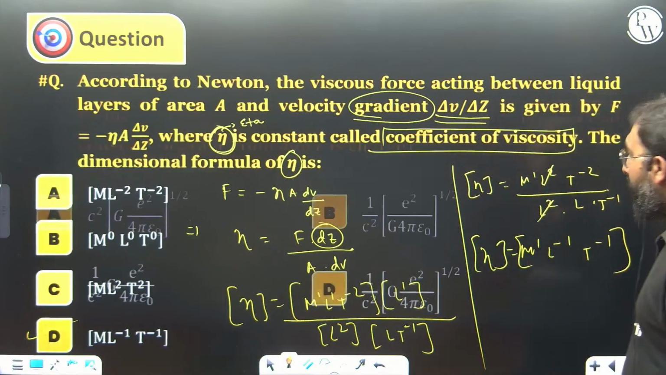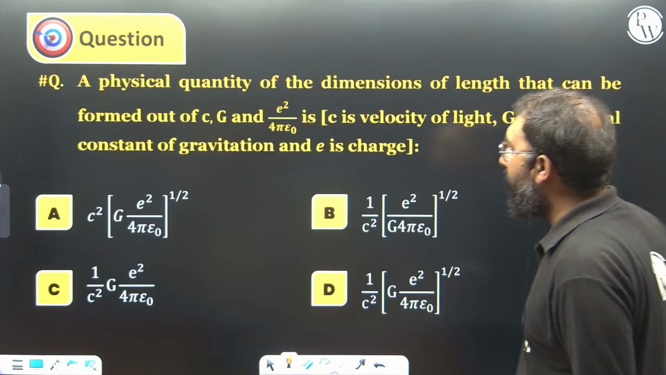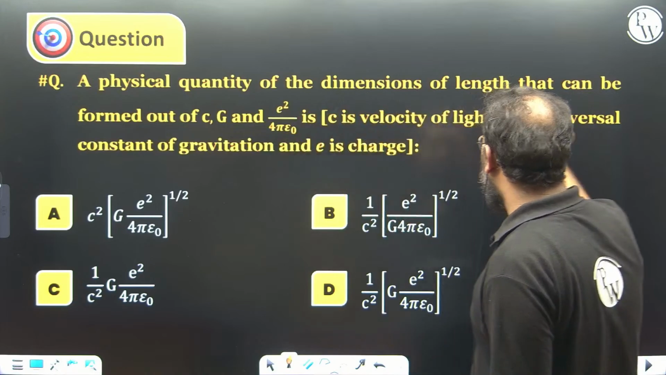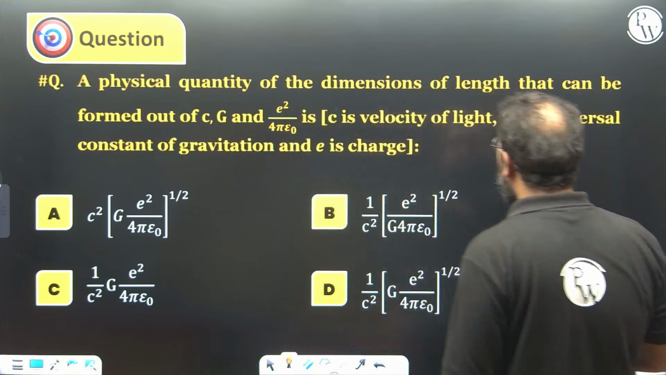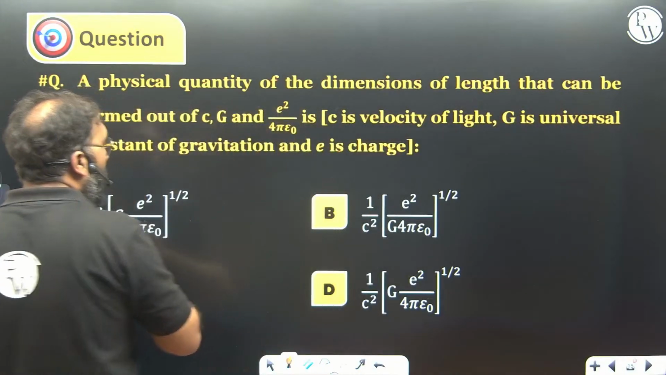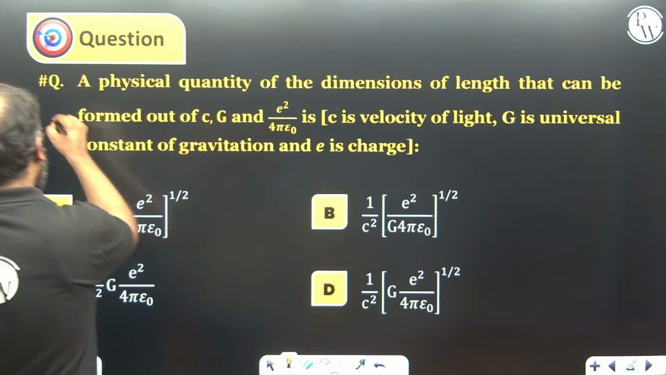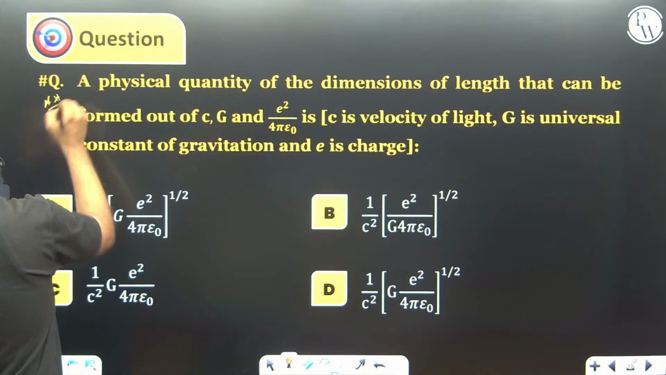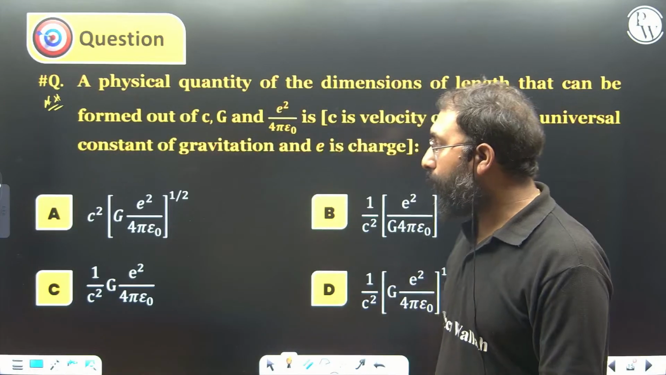Coming forward. So this is again one type of question where a physical quantity of the dimension of the length can be formed out of C, G, and this quantity. So now see, they have asked a very different question here. This is a very important question, right? It will give you a different idea, different concept, different type of approach to solve this question.